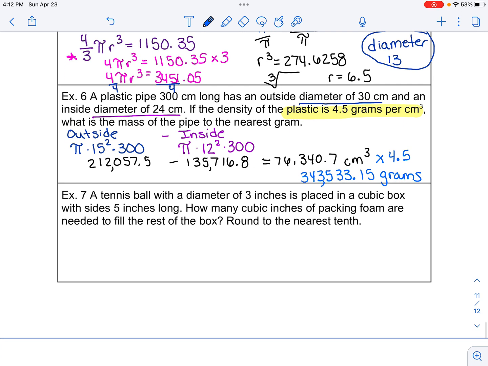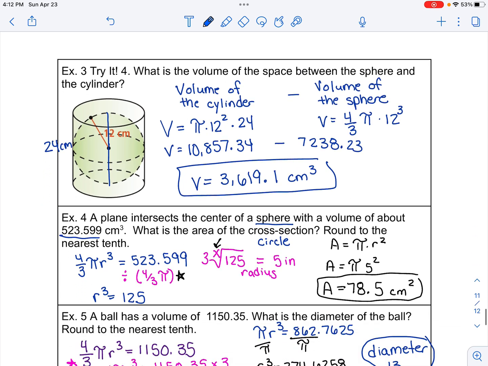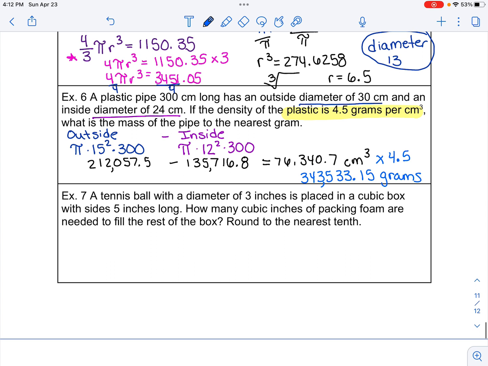It says a tennis ball with a diameter of 3 inches is placed in a cubic box with sides 5 inches long. So this is very similar to the one above. It says how many cubic inches of packing foam will be needed. So it's just another additional practice of this one where we have the ball inside the box. We have a tennis ball with a diameter of 3 inches, placed in a cubic box that is 5 by 5. How many cubic inches of packing do we need?